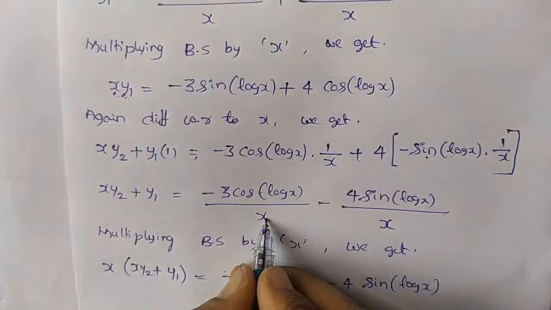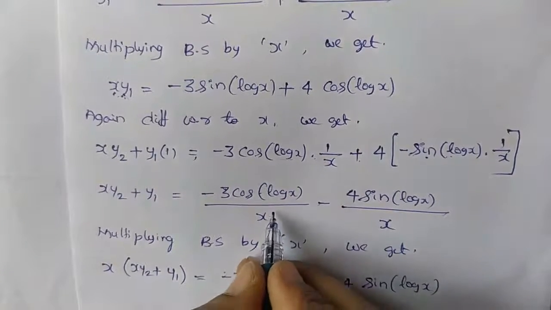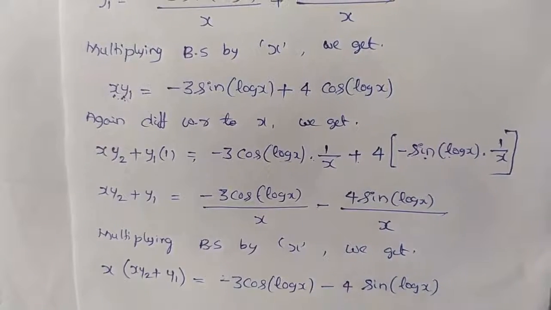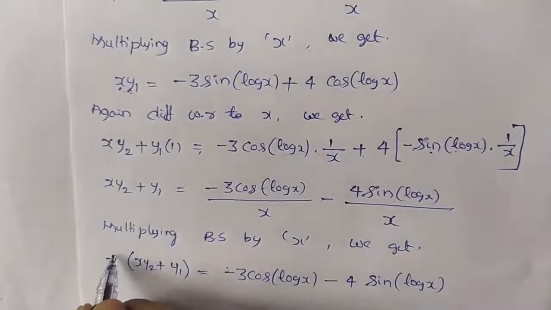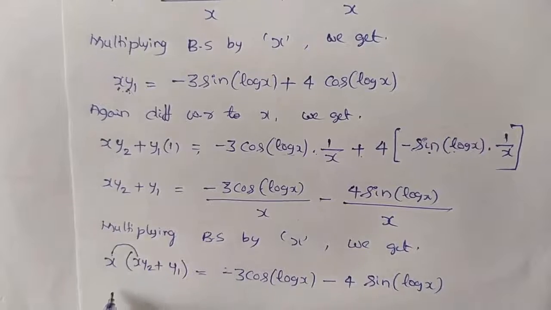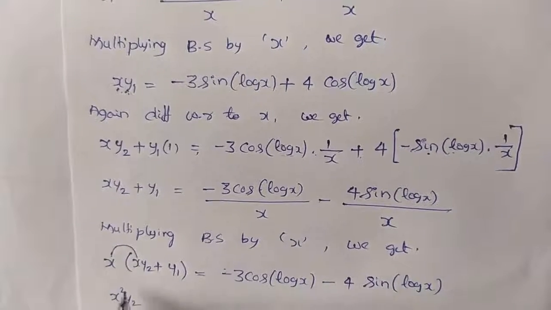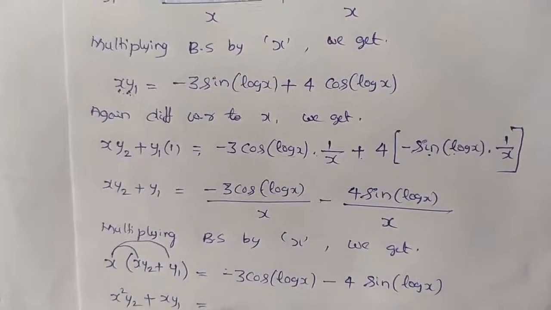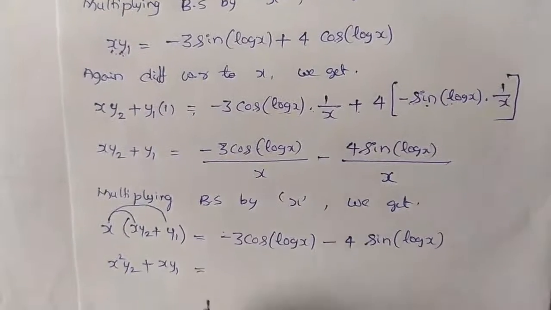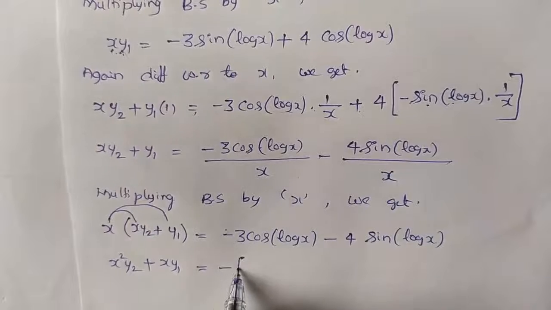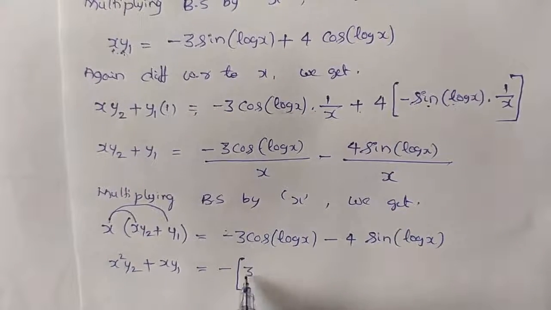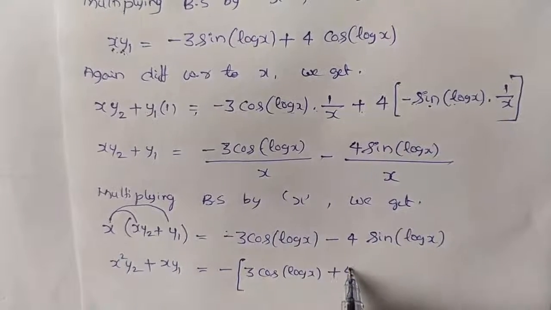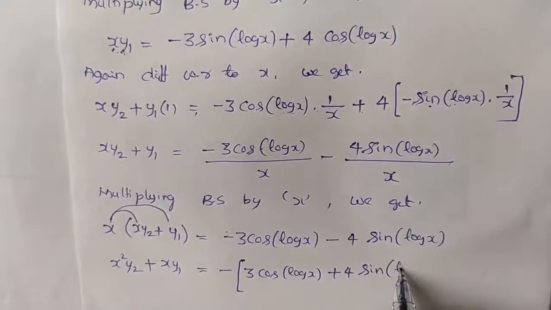One more x comes, so that x and x in the denominator will get cancelled after multiplying by x. Now x into x y2 is x square y2, plus x into y1 is x y1, equals, taking the minus outside, minus of 3 cos of log x plus 4 sin of log x.